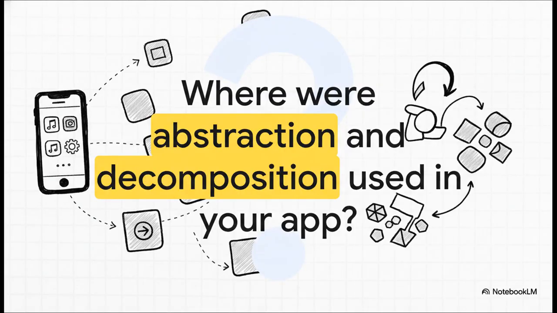So I'll leave you with this. The next time you open up your favorite app on your phone, just take a second. Try to look at it with these new eyes. How do you think they broke it down into smaller parts? What incredibly complex stuff is being hidden from you behind a simple button? Because once you start seeing it, you'll never look at software the same way again.